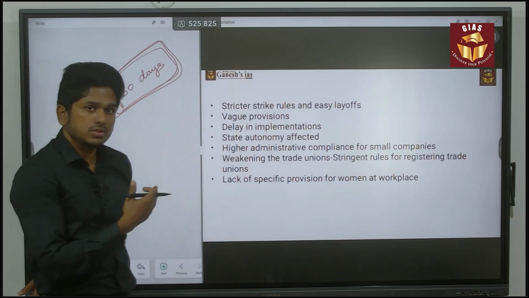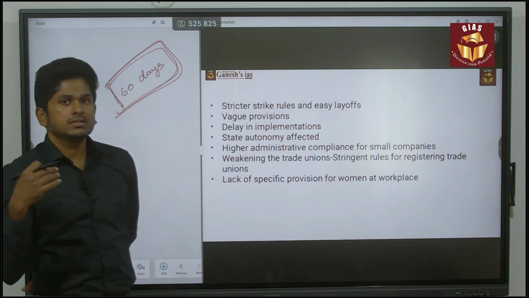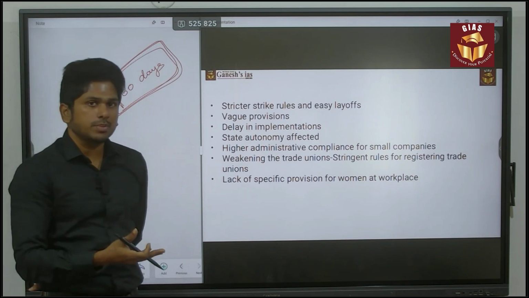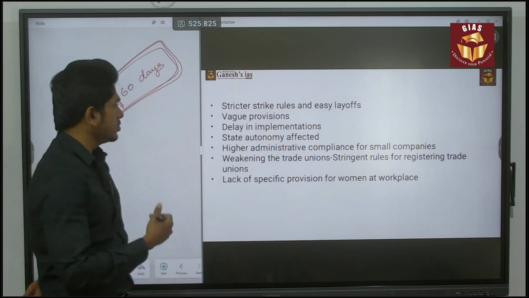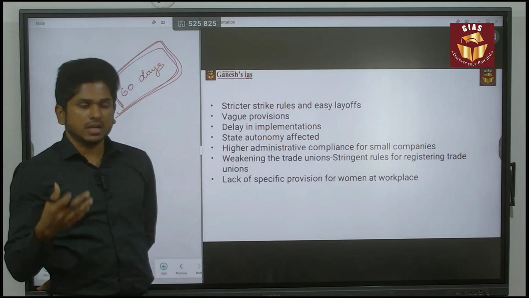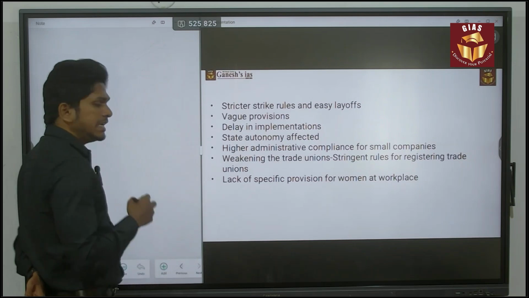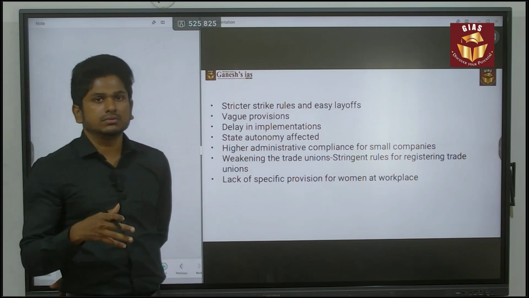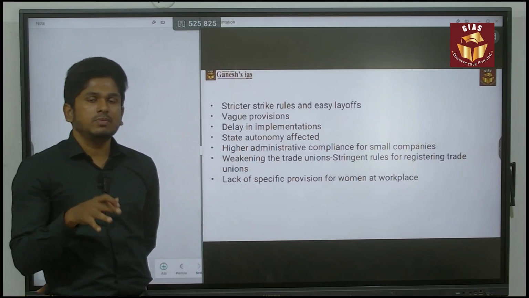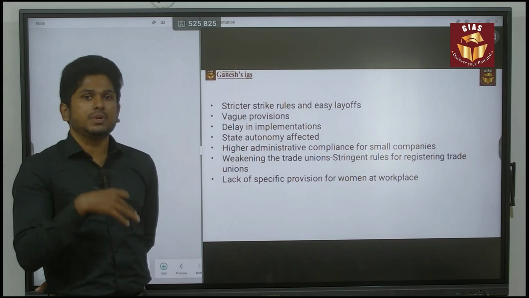It was introduced in 2019. Still, there are no compliances made by many of the companies. So that is the major issue. And state autonomy is affected. That is the obvious thing. It is more of a centralized one. So all the regulations will be done by the central government, central ministry.